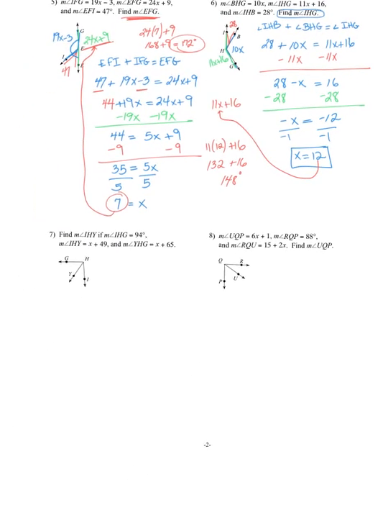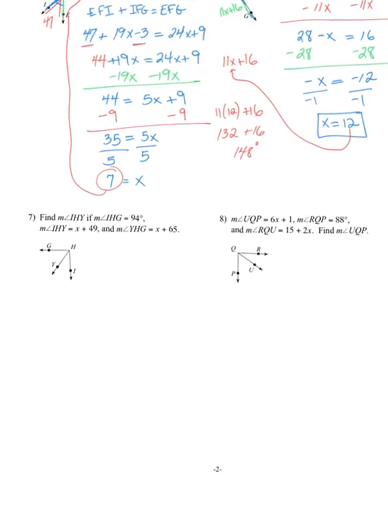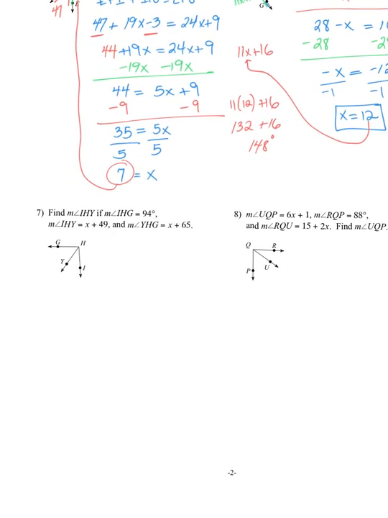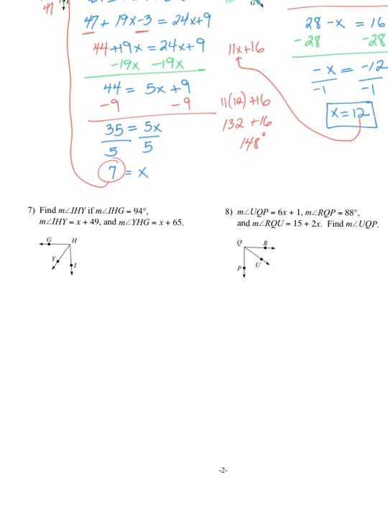So now take a moment and see if you can solve 7 and 8. Now, when you solve these, there we go. For number 7, you should get an answer of 39 degrees. Now remember, that's the measure of the angle. And for number 8, you should get 55 degrees. Good luck.